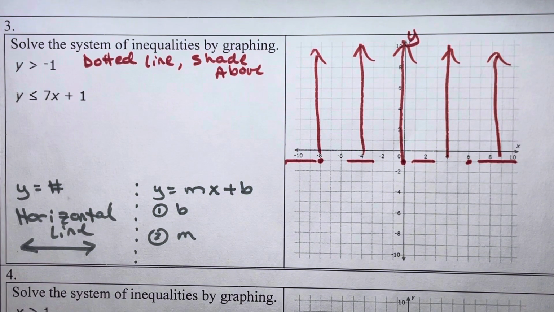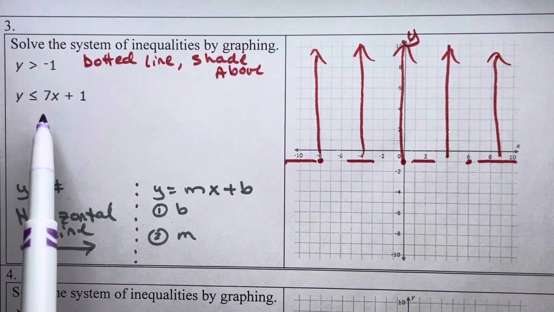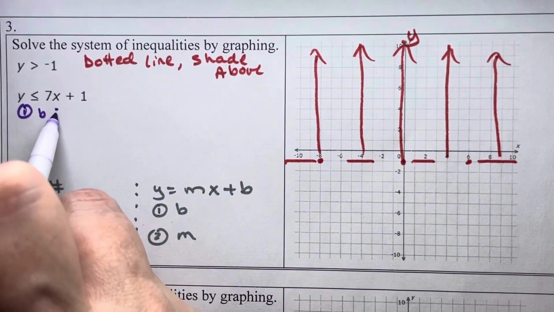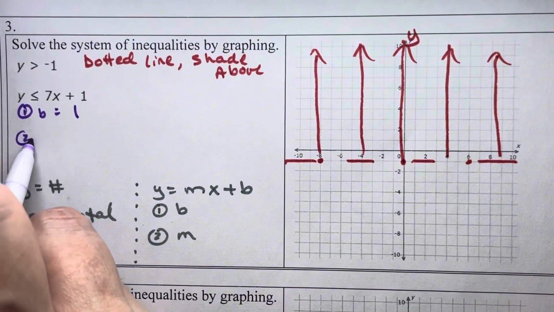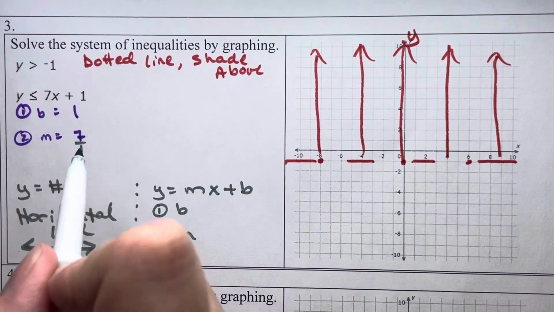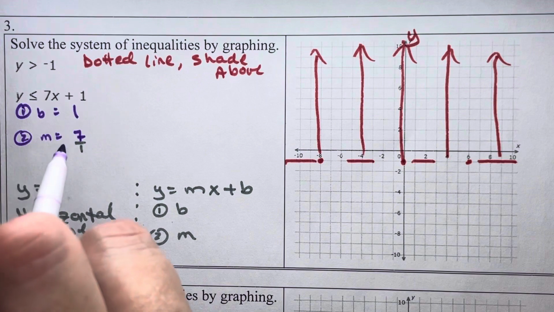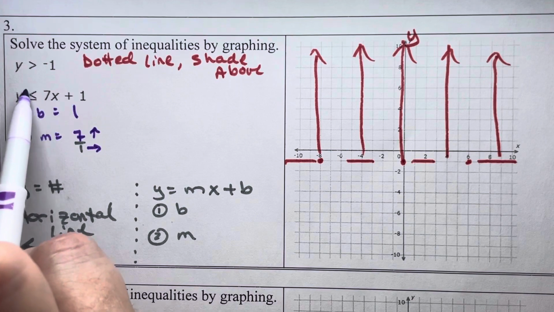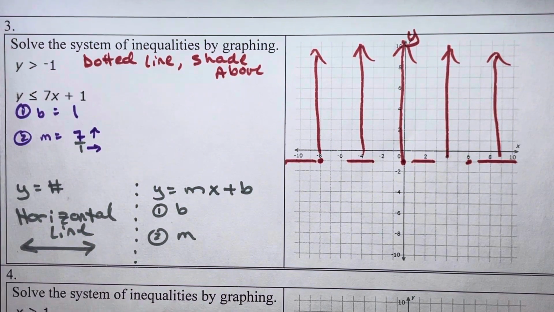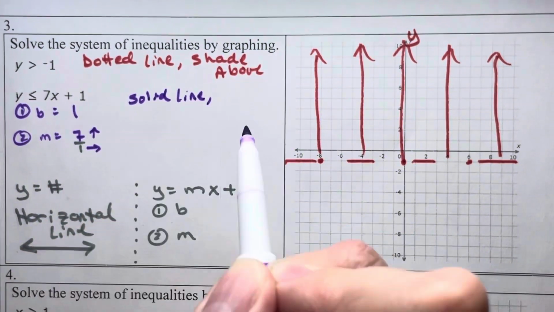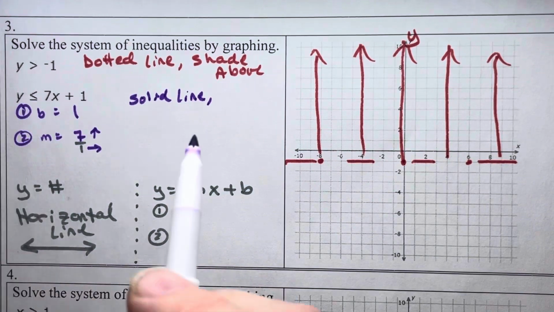There you go. Okay, now let's look at our second inequality, where y is less than or equal to 7x plus 1. Our y-intercept, b, is 1, and our slope is 7. We know that 7 needs to be a fraction to help us with our slope. It's positive, so it will travel up and to the right. Our less than or equal to inequality symbol tells us that we are going to have a solid line. And because it is less than, we are going to shade below.